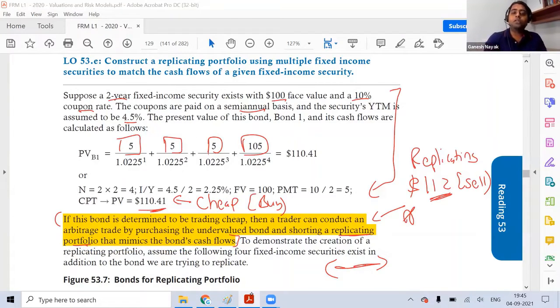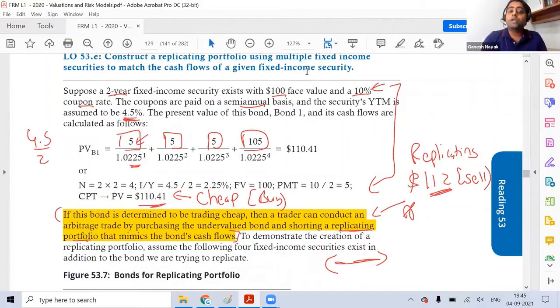Okay, one more small thing. I hope everybody has seen that this is actually 2.25. How come this is 4.5 divided by 2? 4.5 was the yield, because this is a semi-annual bond, right? Similarly, this is 10%, which is divided by 2, and hence you're getting 5.